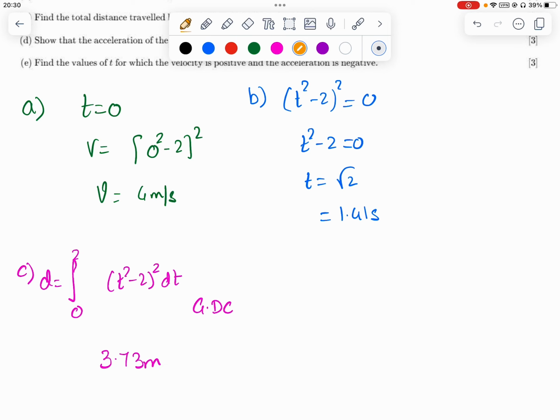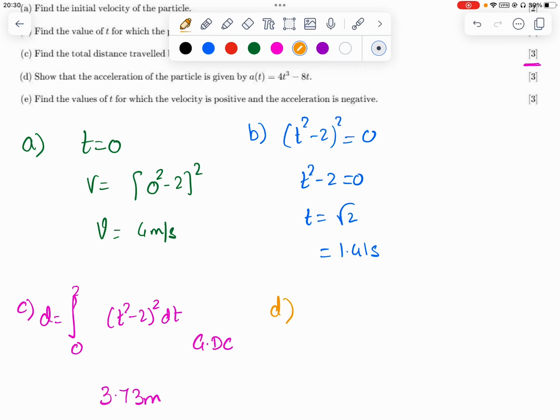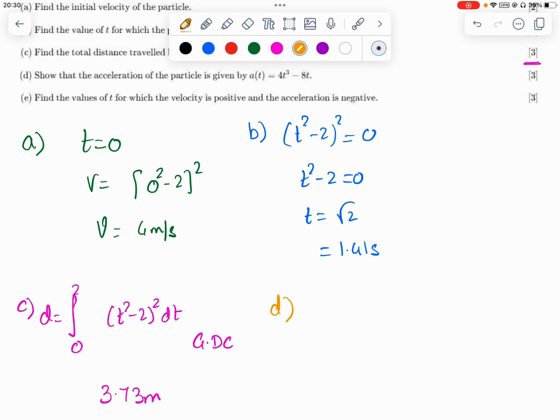Next, part D. Show that the acceleration of the particle is 4t cube minus 8t. Acceleration is nothing but the derivative of velocity. So find the derivative of velocity. What does it become? By the chain rule, 2 times t square minus 2 times 2t, since the derivative of t square is 2t. So it becomes 4t cube minus 8t.